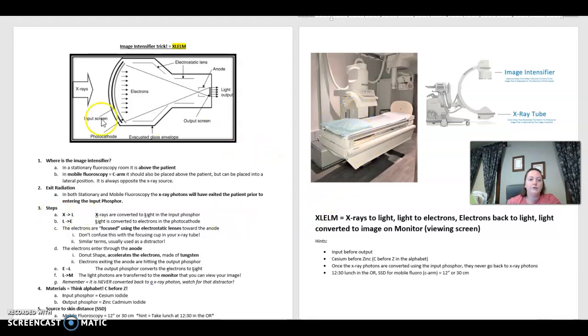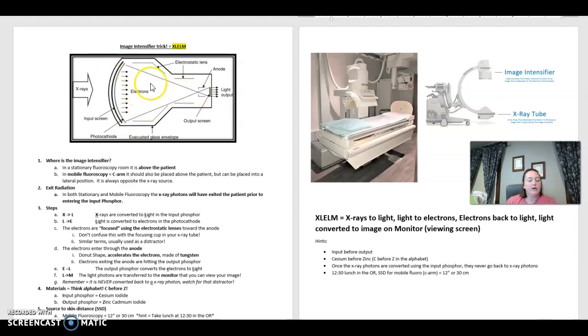As far as the steps go, after the X-rays pass through the patient and hit the image intensifier, it goes through the input phosphor, the input screen, depending on what picture you're looking at. X to L, in my little trick there, is X-rays are converted to light in the input phosphor. Then light is converted to electrons, so L to E, by the photocathode, which is right behind your input screen. Those electrons are then focused using the electrostatic lenses.